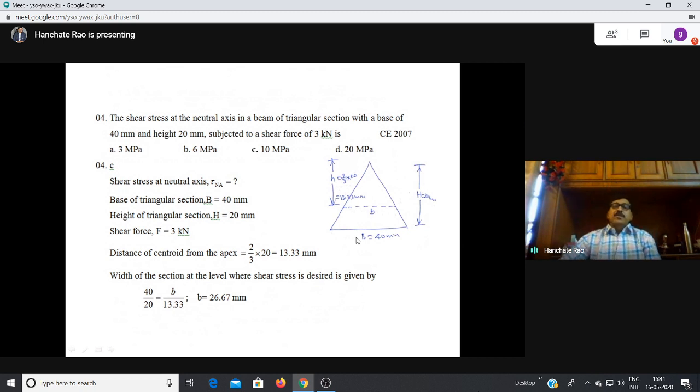The shear stress at the neutral axis in a beam of triangular section with a base of 40 mm and a height of 20 mm, subjected to a shear force of 3 kilonewtons, is? So the base of the triangular section is 40 mm, the height is 20 mm, and it is subjected to a shear force of 3 kilonewtons. We want to find the shear stress at the neutral axis.